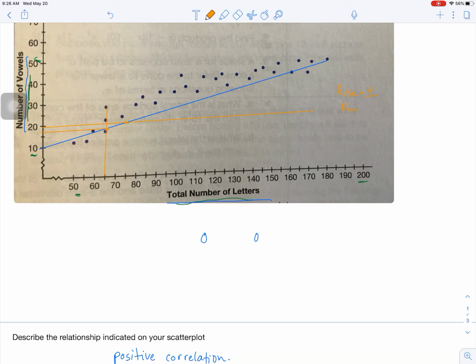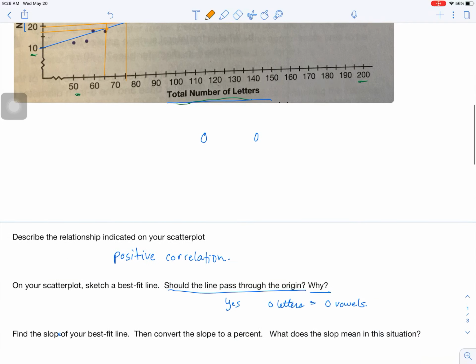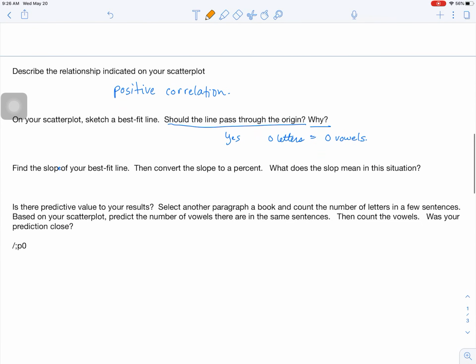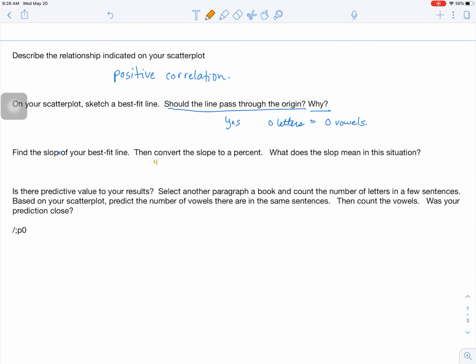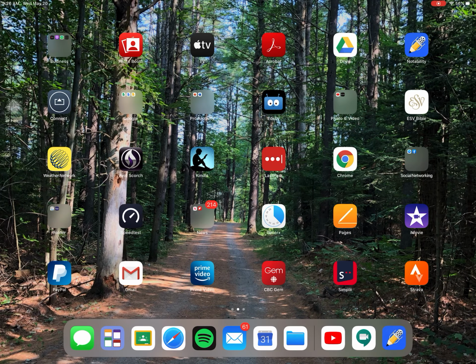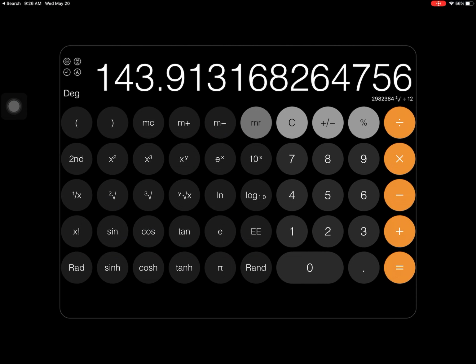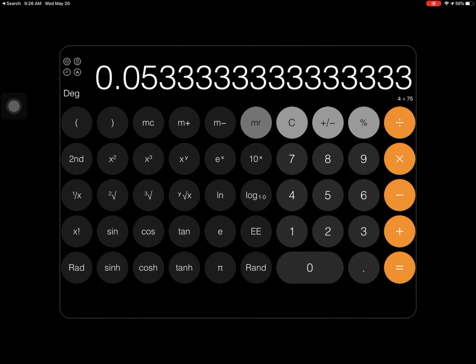and our run, how far out do we go? So here we're at about 65, and here we're at about 75. And of course, those are numbers that wouldn't work for dividing nicely, but our rise over run is 4 over 75. And then it says convert that to a percentage, and that's where we grab our calculator and go 4 divided by 75, and we're at about 5% slope.